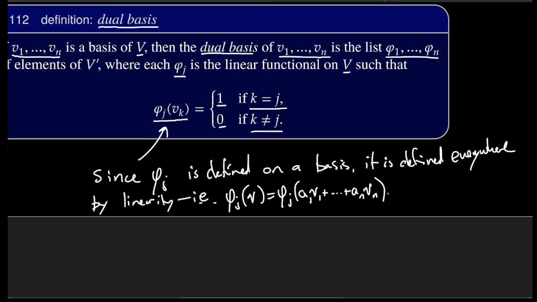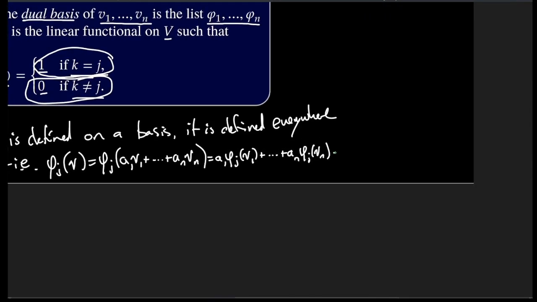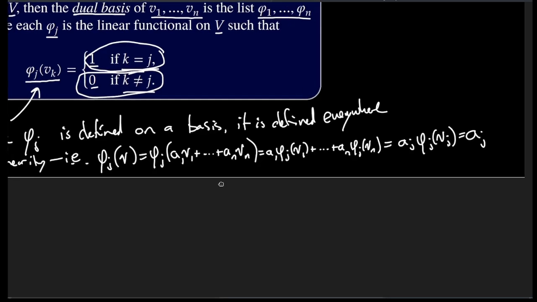By linearity, we can split this out: a1 phi j v1 plus ... all the way down to an phi j vn. But by definition, you only get 1 if k is equal to j, and you get 0 otherwise. So we know what this is going to be. This will just be aj phi j of vj. All the rest of them are zeros, and phi j of vj is 1. So this is just aj.